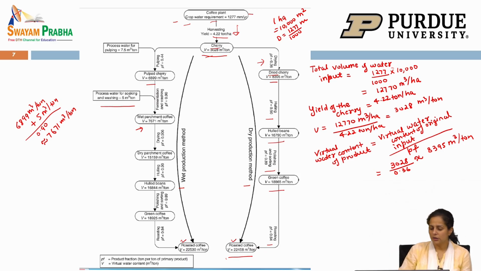So, for the roasted coffee in the wet parchment method, or the wet production method, we have 22,530 meter cube per ton, which means that from the water footprint perspective, your dry production method is better in terms of sustainability if we care about reducing the water stress caused by coffee production. So, this is a way that you can calculate the virtual water content for different products following different routes of processing. Let us practice this virtual water content calculation through another pathway.